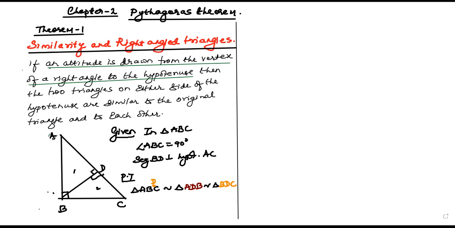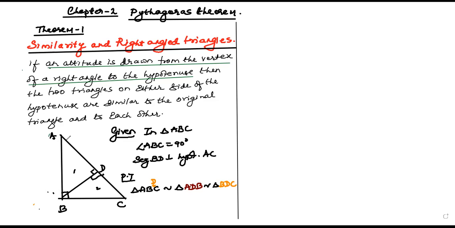Whenever I want to write the name of a right angle triangle, I'll always try to write the vertex of the right angle as the middle letter. Okay, no hard and fast rule, it's my method, I said. So in triangle ABC, a perpendicular is drawn to the hypotenuse. BD is perpendicular to hypotenuse AC. Then these two triangles on either side of the perpendicular are similar to the original triangle and to each other.